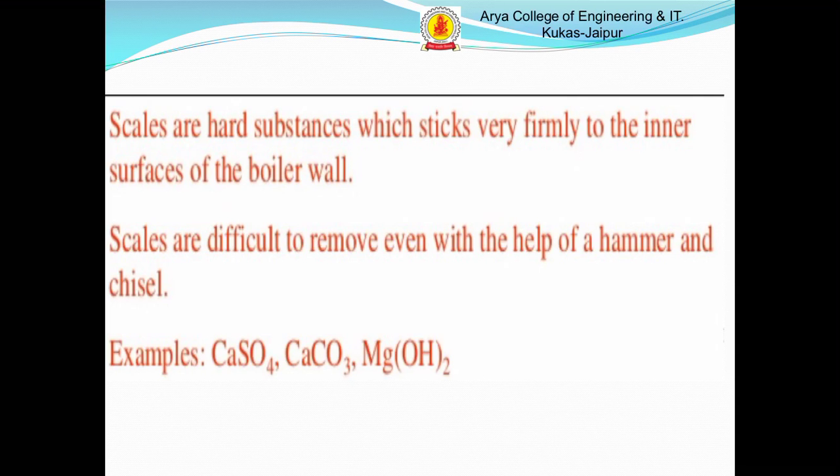First of all, we will discuss about scales, how they can be removed and formation of scales. Scales are hard substances which stick very firmly in the inner wall of boilers. Scales are difficult to remove even with the help of hammer and chisel because scales form a very hard adhering coating. For example, calcium sulfate, calcium carbonate, magnesium hydroxide.